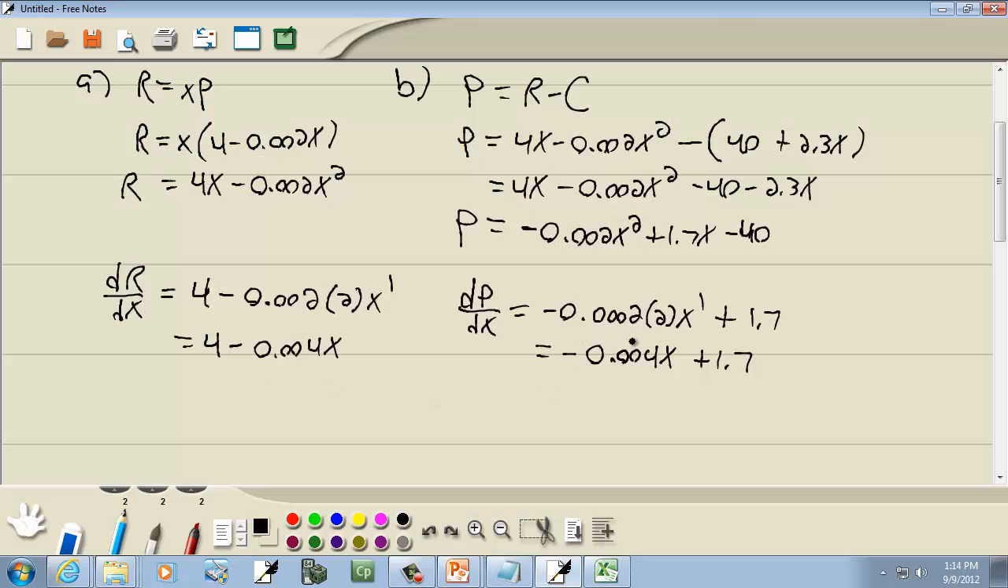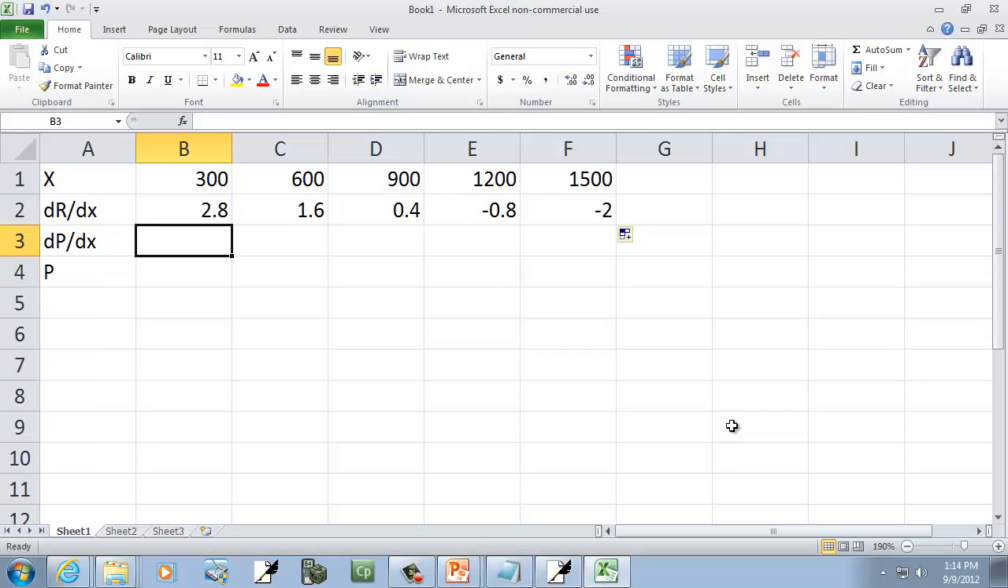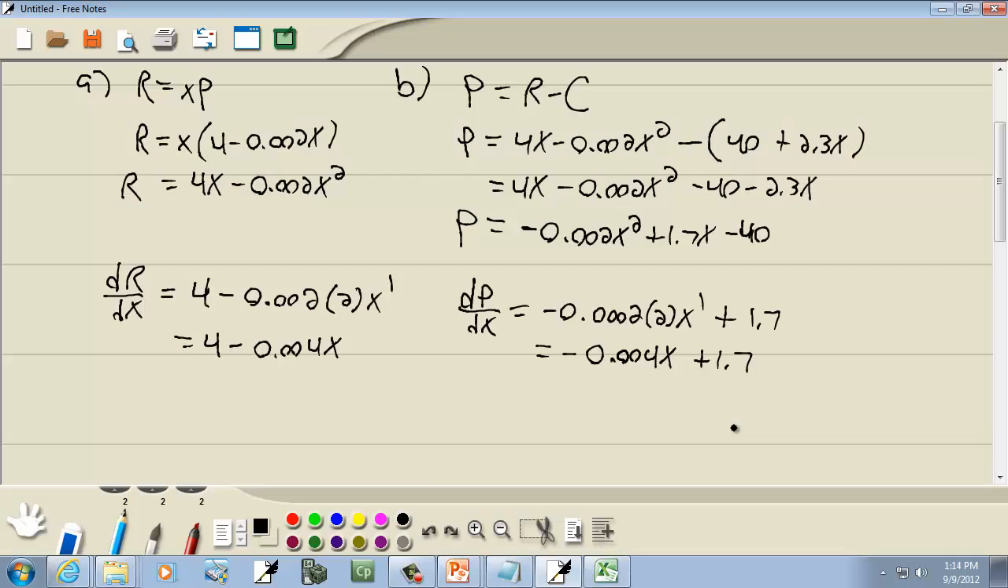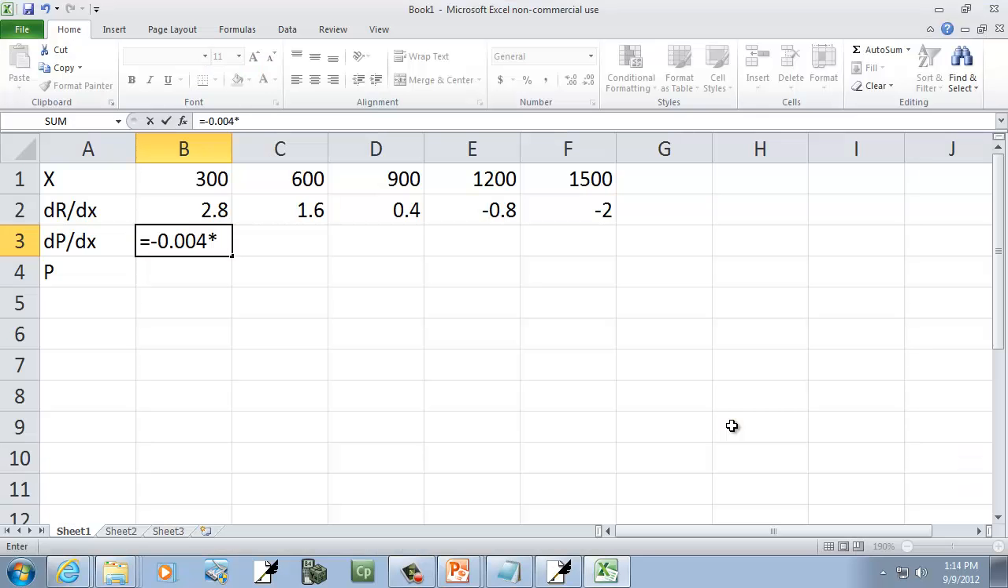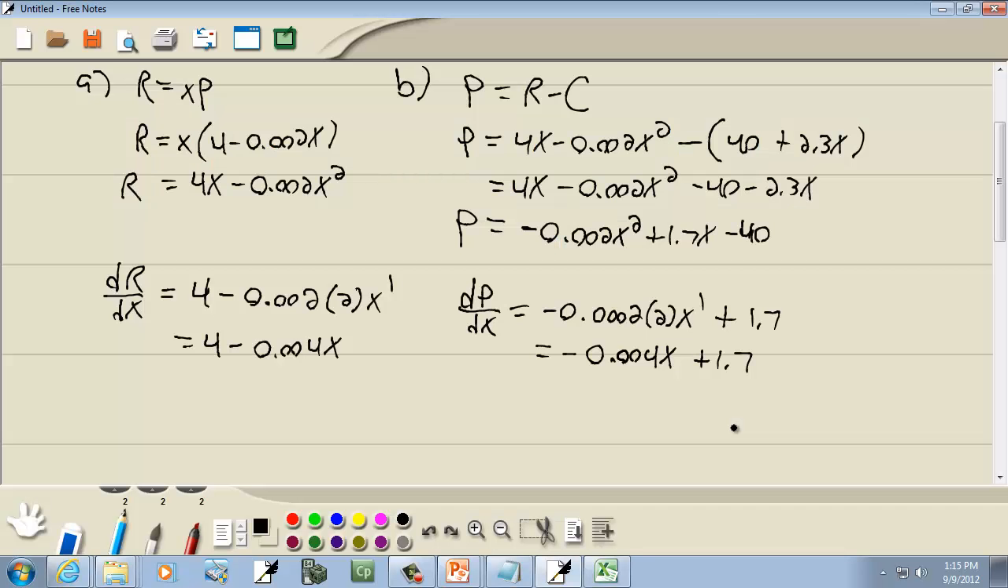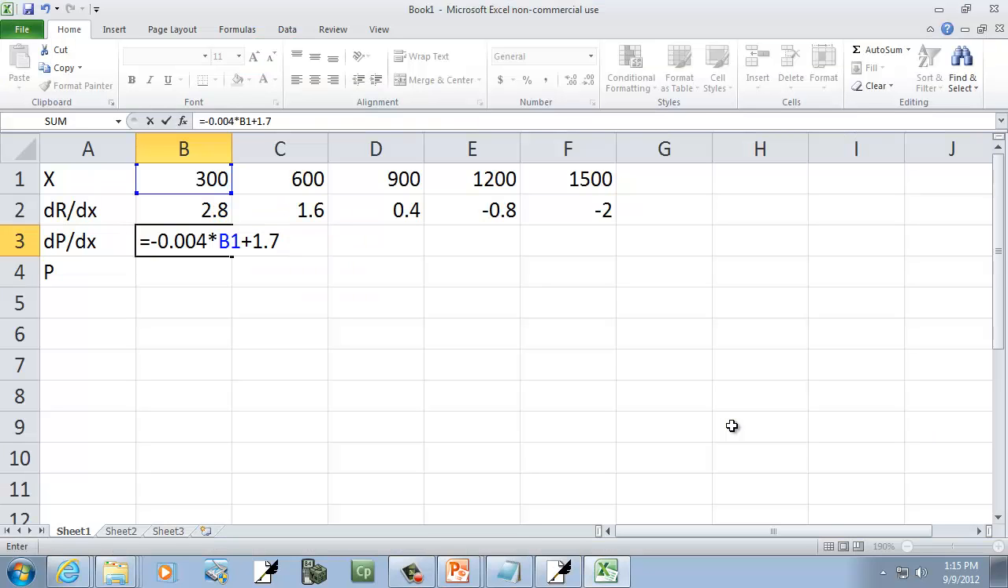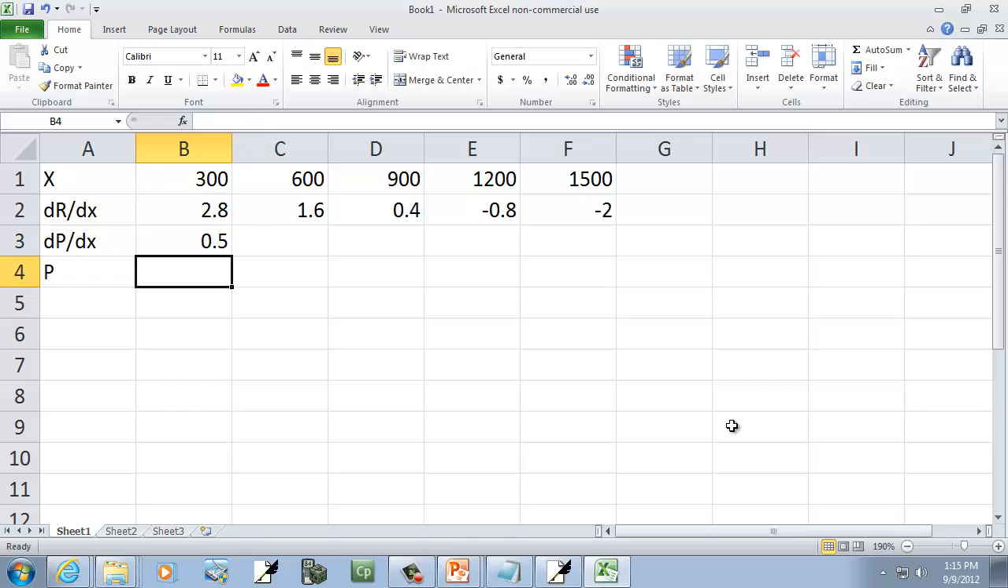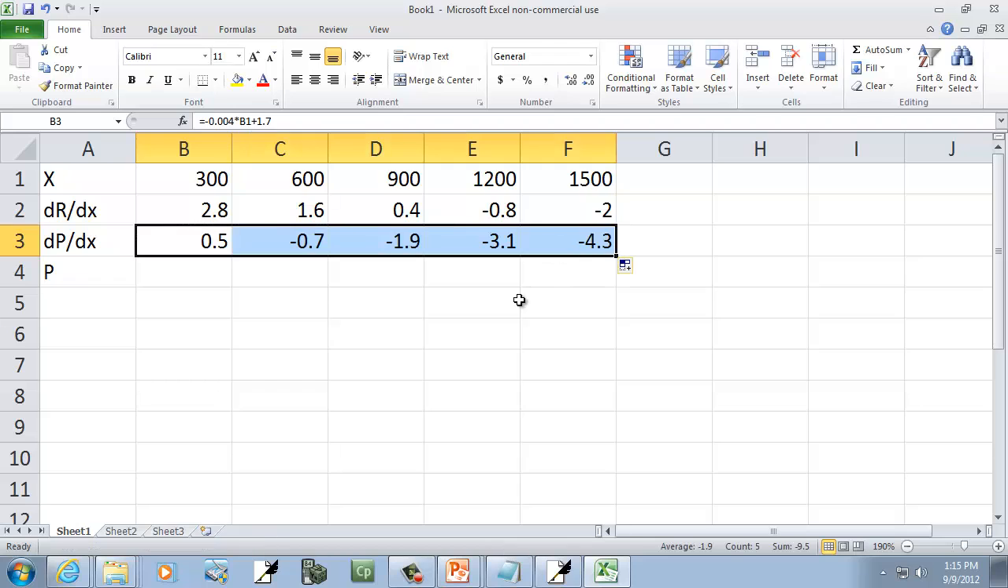Now dp. dp was negative, so I do equals negative 0.004 times x, which x was B1, and then plus 1.7. Again, I'm taking that formula, derivative of p with respect to x, and everywhere I have an x, I'll refer to my cell location. Everything else remains as is. Push enter. Now I'll come back to that cell, fill right. You get these.